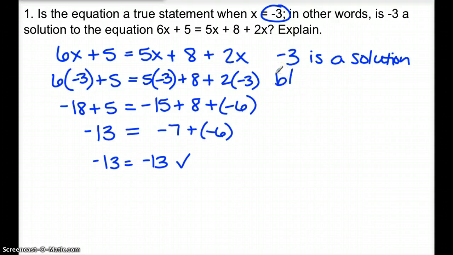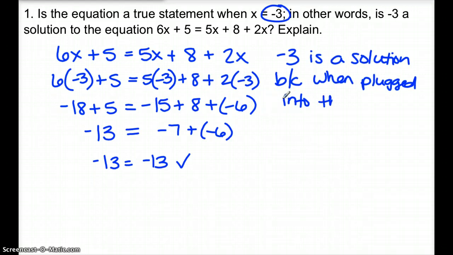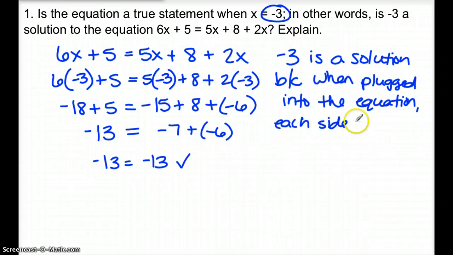Then we have to explain, because when plugged into the equation, each side was equal. So again, all we did was take what x is that they told us, plug it in, and figure out if it was equal or not. So moving on to number 2.